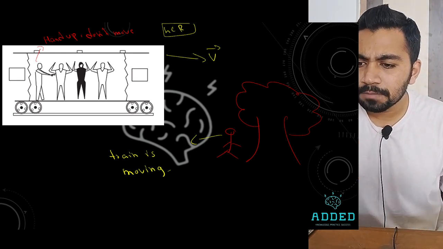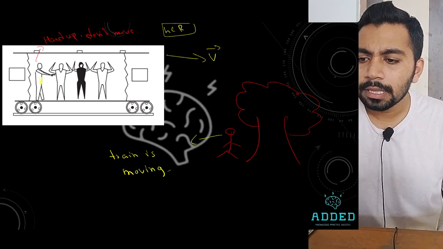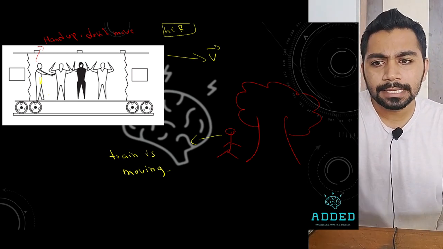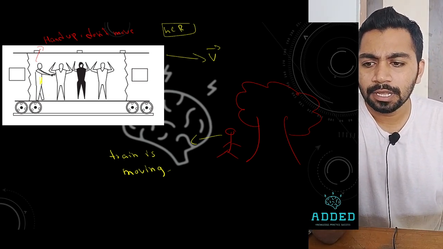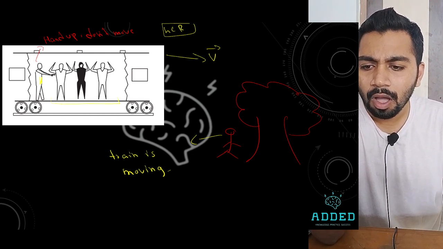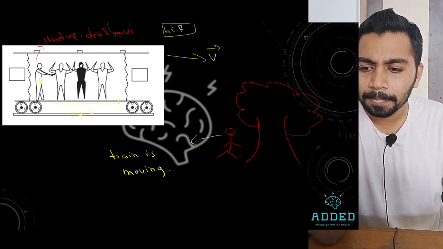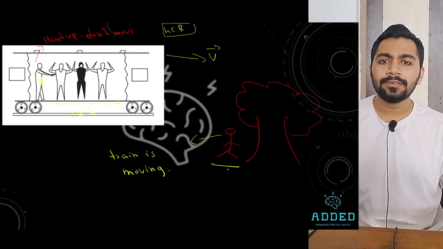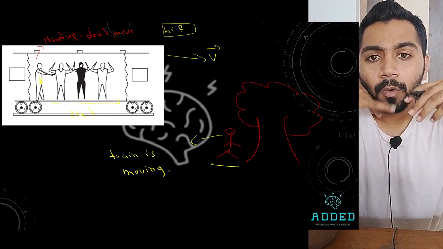When this observer says, according to him, the train is not moving. Sorry, everything is at rest. These persons all are at rest. But according to this other fellow, they are moving. How?